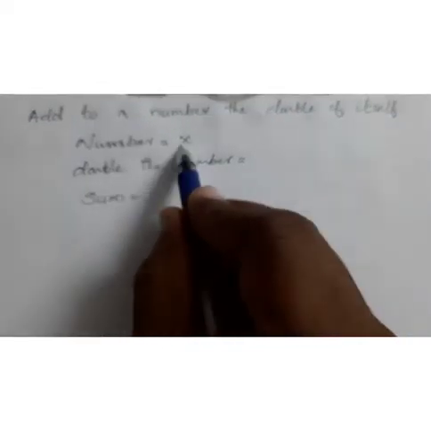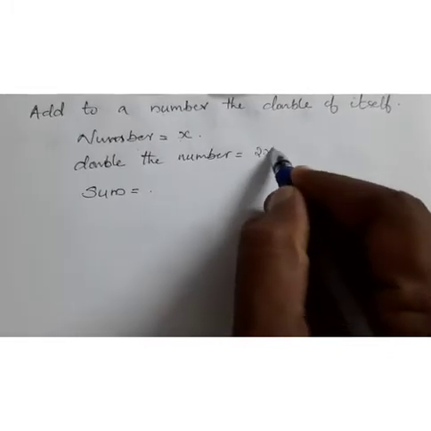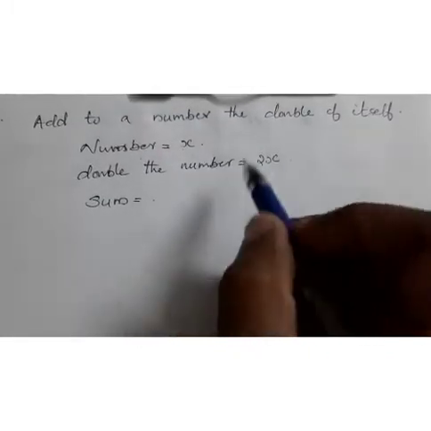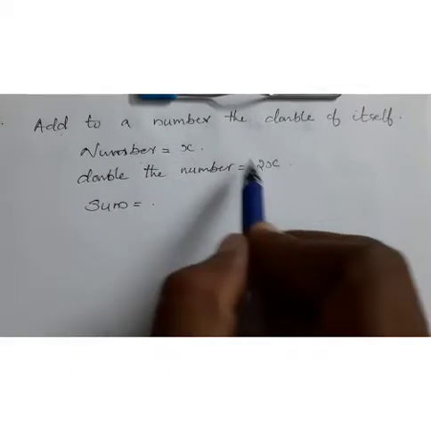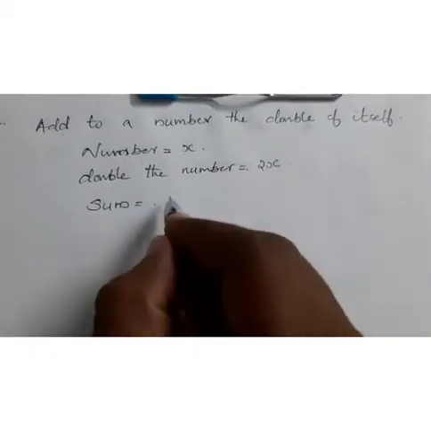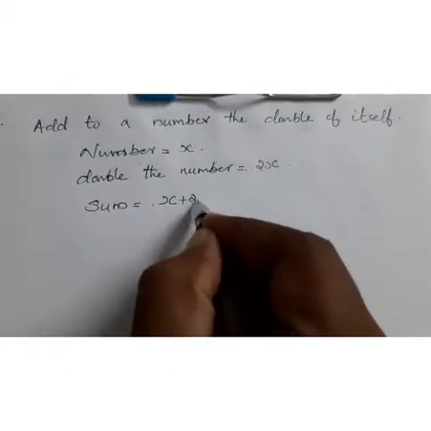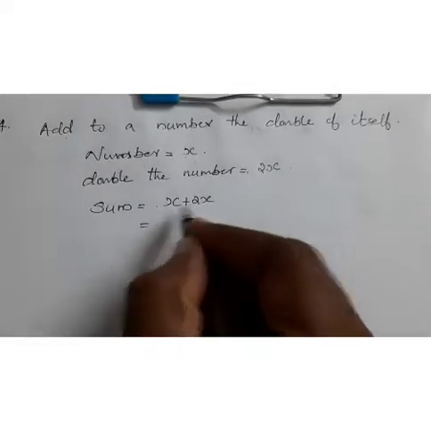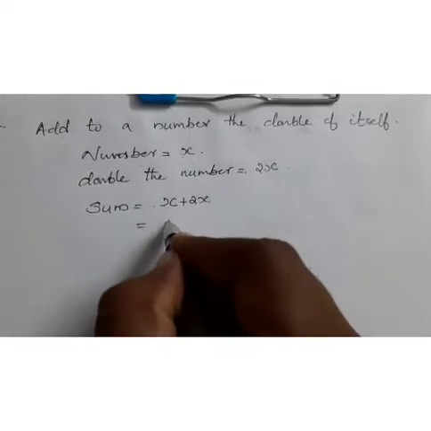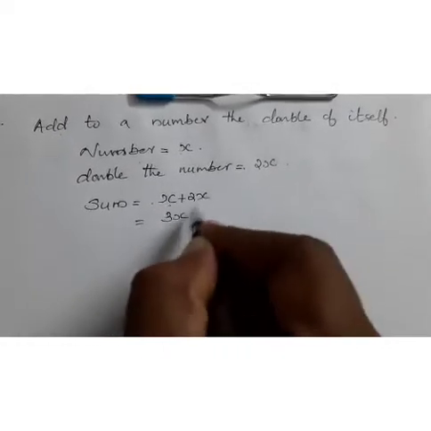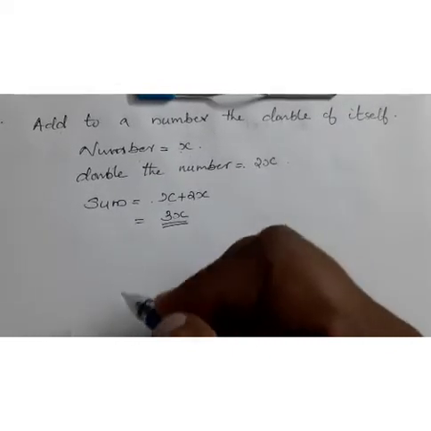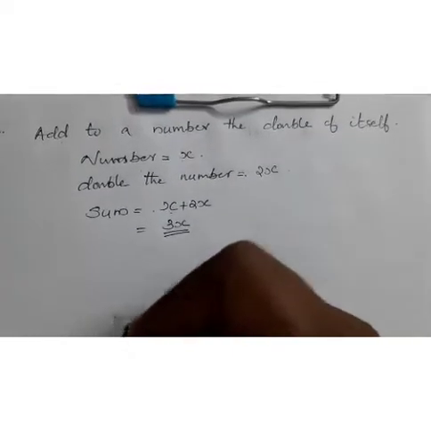Then if you double this number, you will get 2x. Then you have to add these two numbers. So x plus 2x. What is x plus 2x? x means 1x. 1x plus 2x is 3x. Same variables you can add. So you will get 3x as the answer.